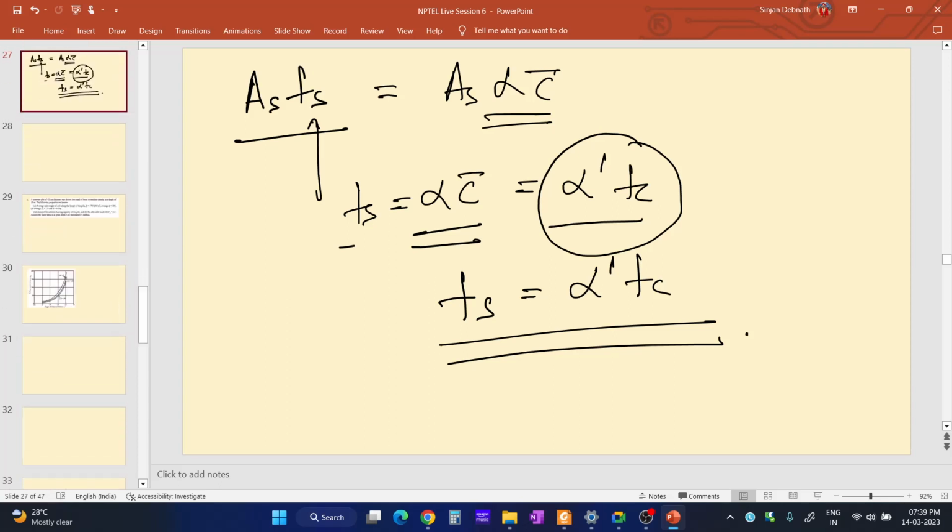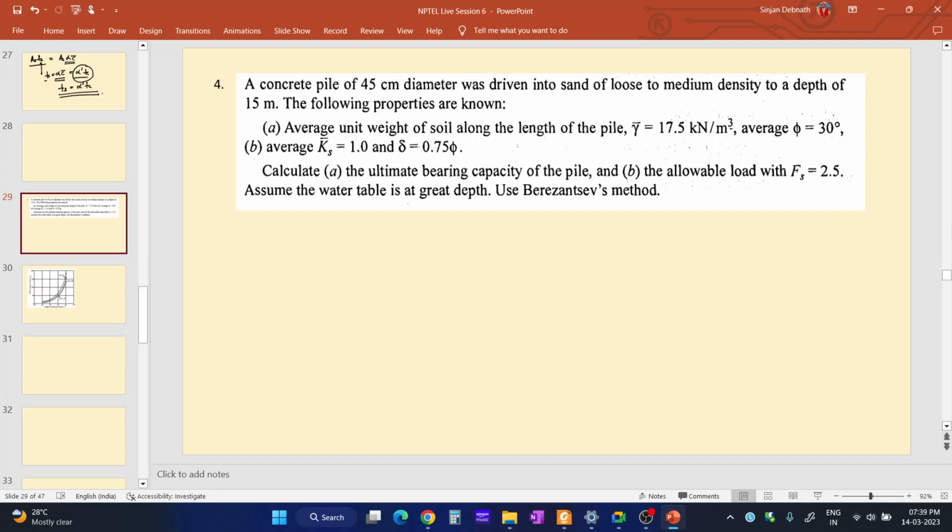So now let me proceed to the third question. No, sorry, fourth question. So what is the fourth question? A concrete pile of 45 centimeter diameter, that is 0.45 meter, was driven into sand of loose to medium density to a depth of 15 meter. So that means the length of the pile is 15 meter. And all the information is given over here.